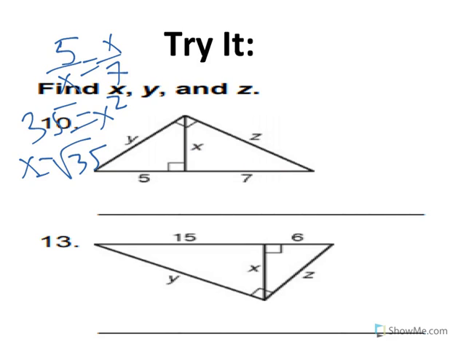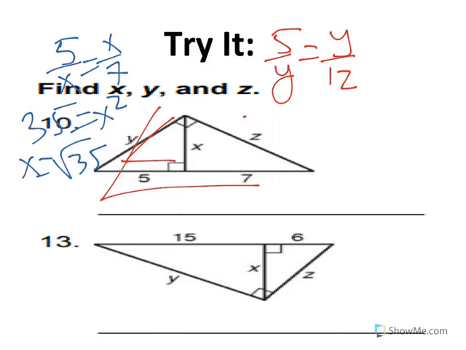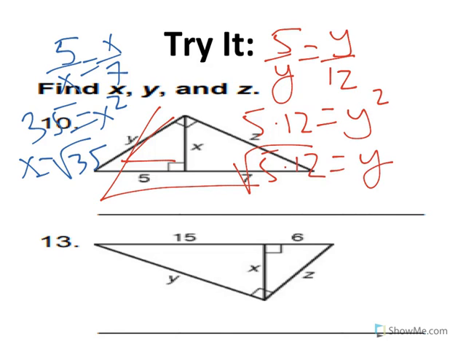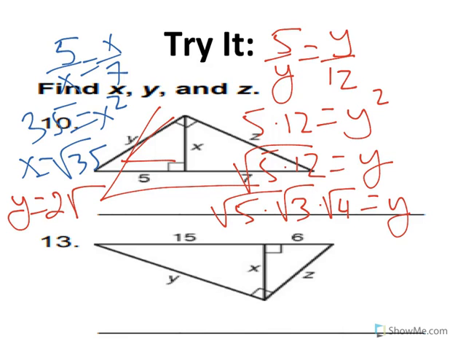Okay, and then to solve for y, so we said 5 over y and y over 12. So then 5 times 12 equal to y squared. So square root of 5 times 12 equal to y. And we can break this up into square root of 5 times square root of 3 times square root of 4 equal to y. So then the answer for y equal to 2 square root of 15.